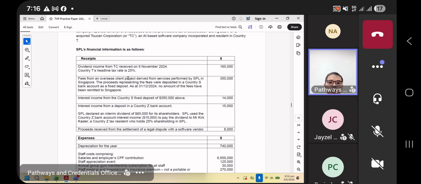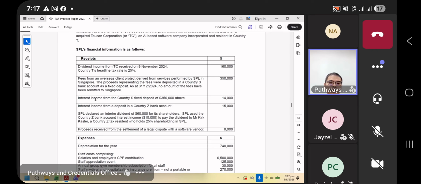Okay, then you also engage in this, a fee from an overseas client that SPL provided services to, and this is part of its business of providing as a service provider. So this would fall as part of its business income or trading income, which if we look at what we just mentioned, is part of its principal business activities.